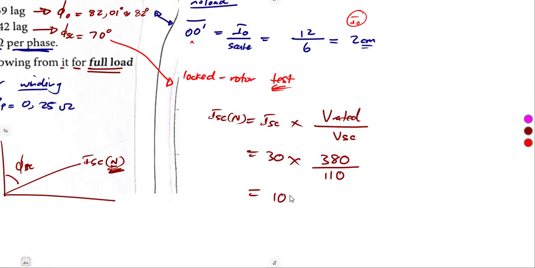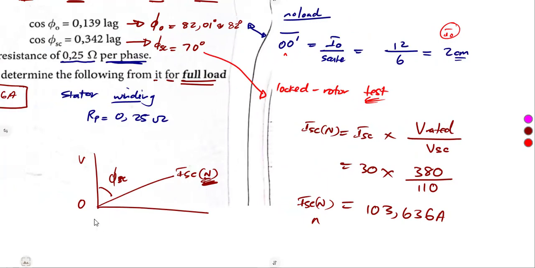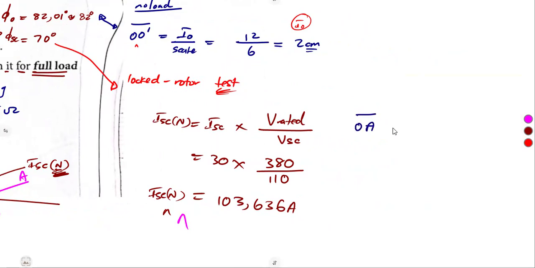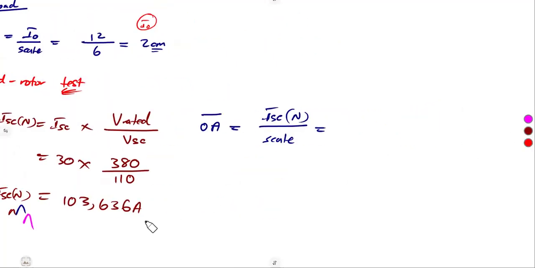So that was going to give us 103,636 amperes. That is our corresponding short circuit value for that part of the short circuit. But what we need is the corresponding vector O to A. For that short circuit, we need the corresponding what? The corresponding vector. So remember, our corresponding vector is simply going to be what? It represents the short circuit current value over what? Over the scale.